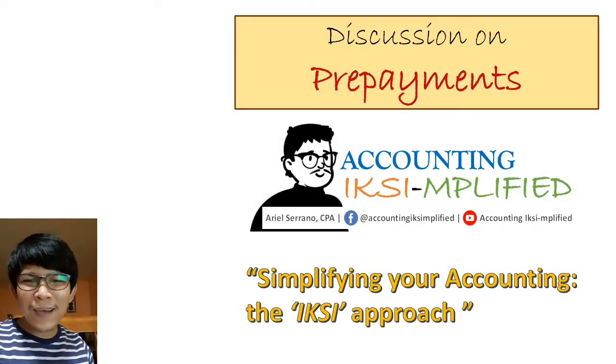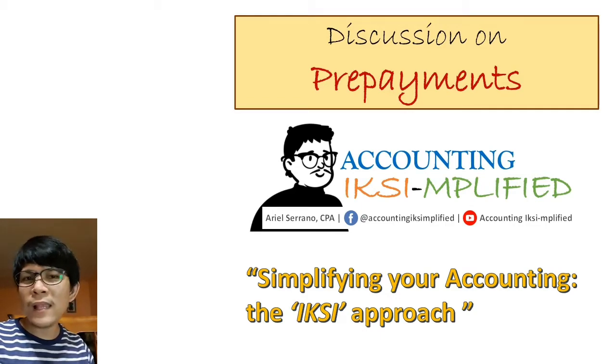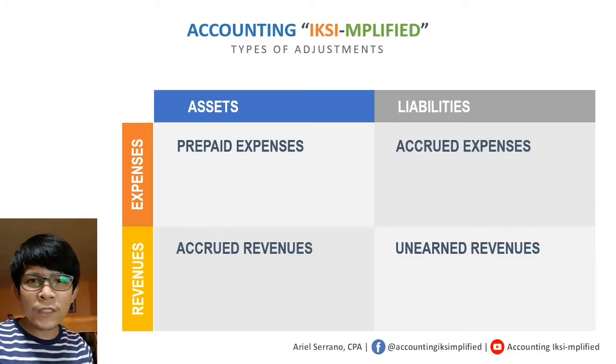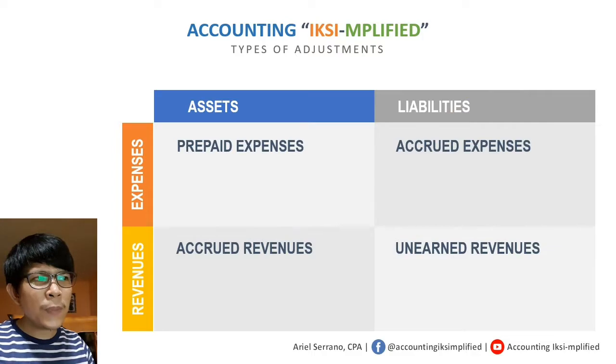Now, lipat tayo dahil maraming natural noises sa labas at ayokong maging distraction yun sa ating video presentation. Now, you're already familiar with the 4 types of adjusting items as I introduced it in the last episodes. Recap lang tayo. The following are the 4 types of your adjustments, which is classified into 2 main groups, yung deferrals and your accruals. So we have prepaid expenses, accrued expenses, accrued revenues, and unearned revenues.